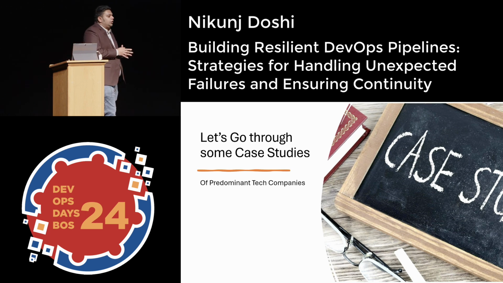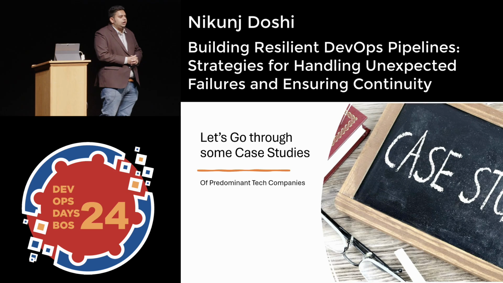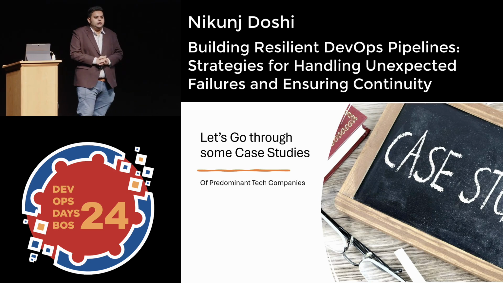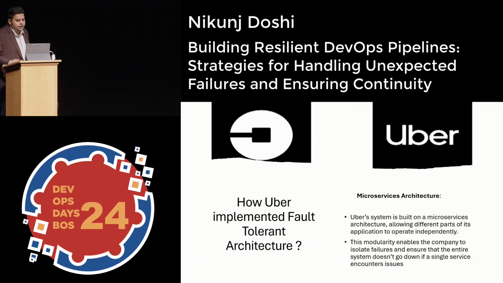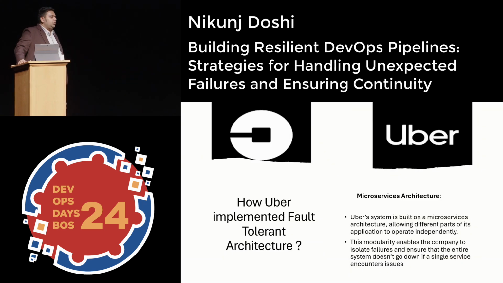Now that we have understood some of those mechanisms and strategies, let's see some of the case studies from the tech companies. I'm sure everyone would have driven here or anywhere through Uber cars. But have you ever seen how Uber has actually implemented fault-tolerant architecture? The main reason for that is they have developed microservices architecture.